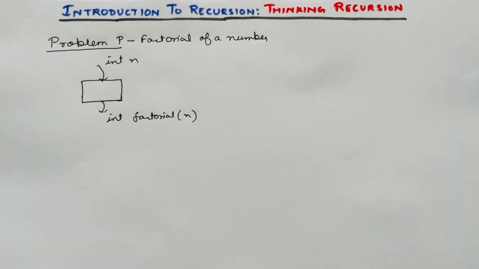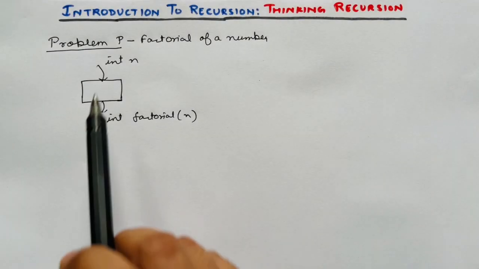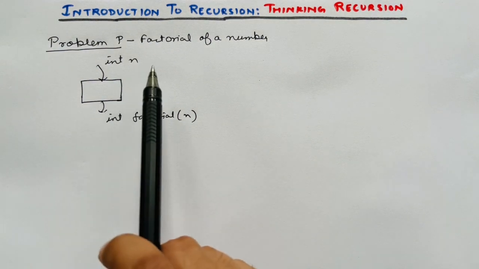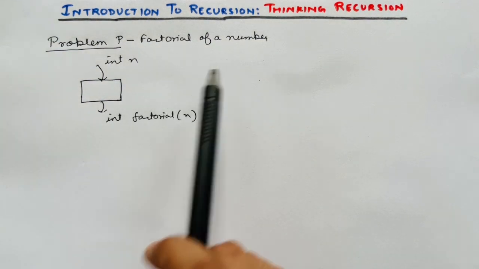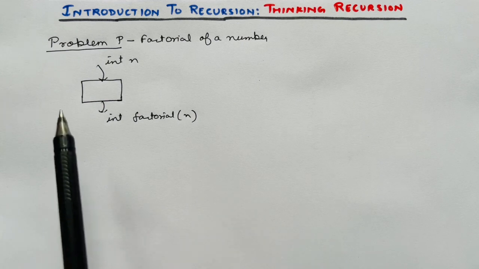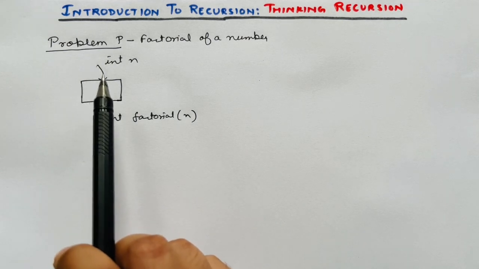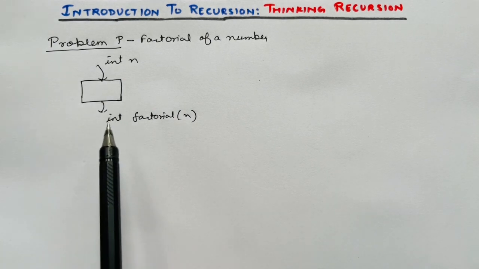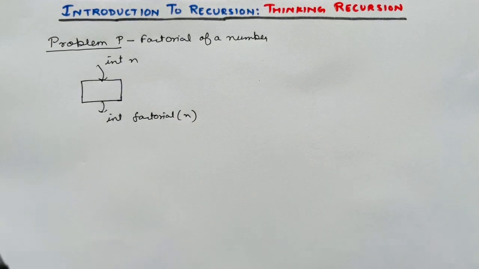Let's start. Let us say that we are given a problem P, any problem. For example's sake, we can consider that problem as factorial of a number. So what is given here is basically we are given an input as integer n and we have to return output as factorial of that number.